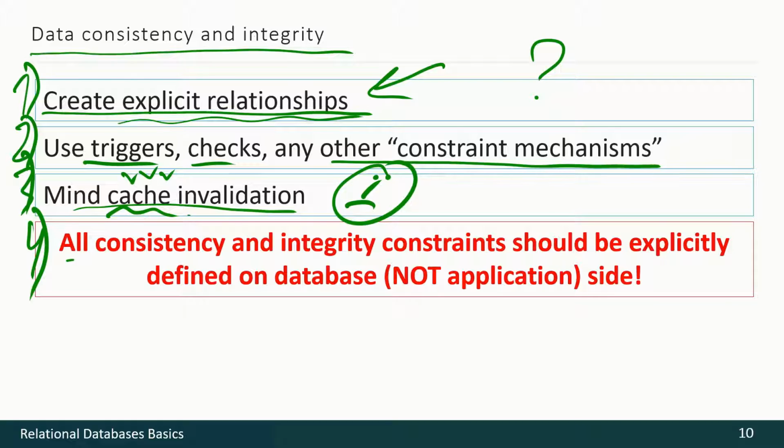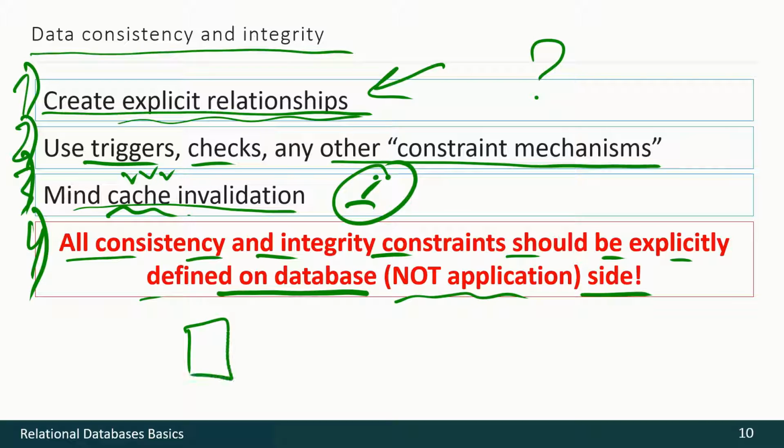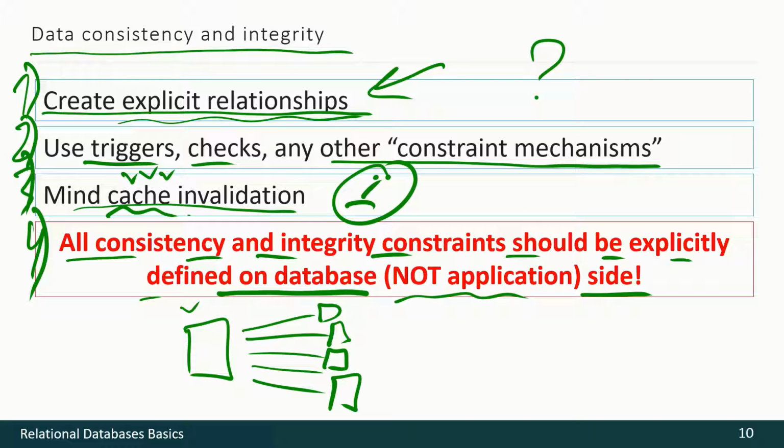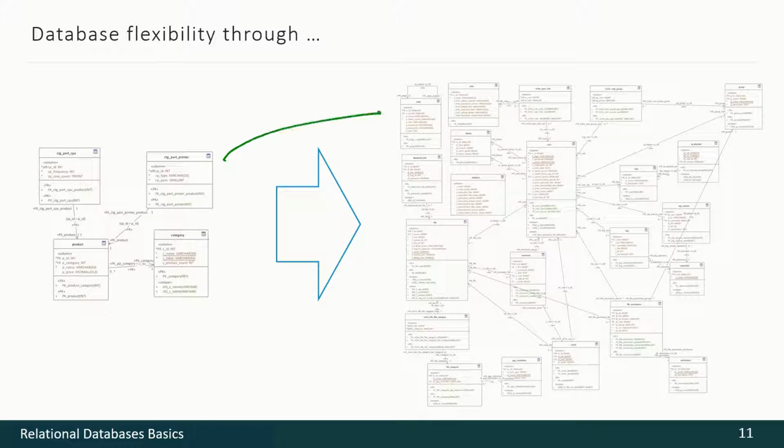And the main idea: all consistency and integrity constraints should be explicitly defined on the database side, not the application side. The simplest explanation for this is as follows. When we have a database, a lot of applications may work with that database. So once we implement all constraints here, we do not have to implement them in several applications, and we may be sure that no matter who develops an application, or with what quality, our database is protected by those constraints inside it.